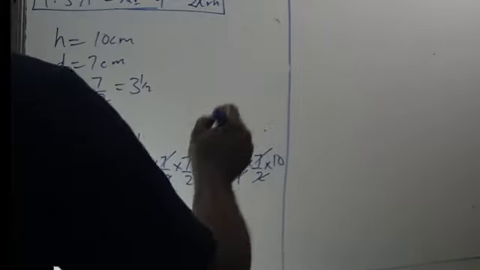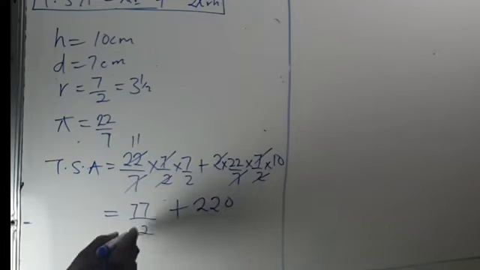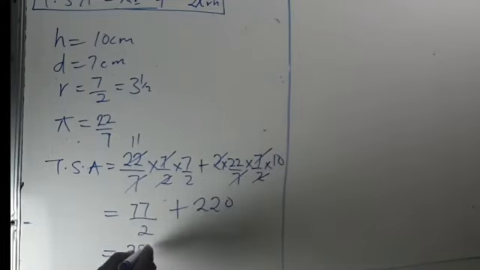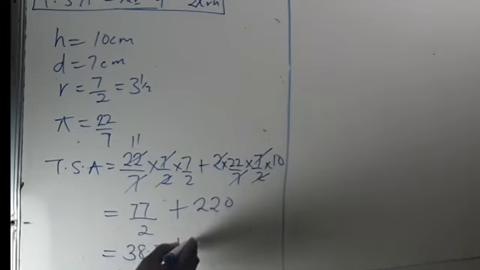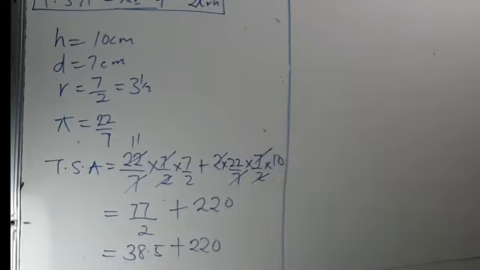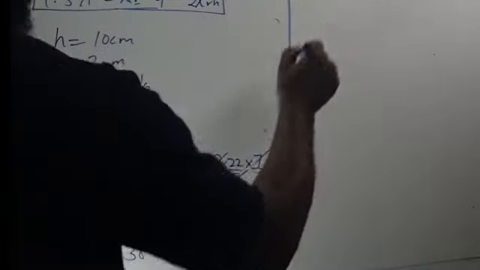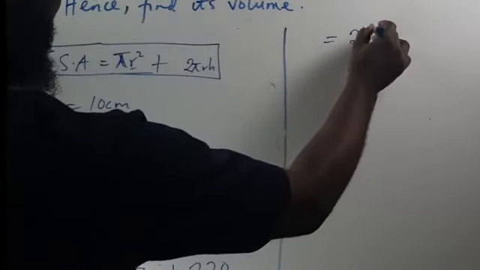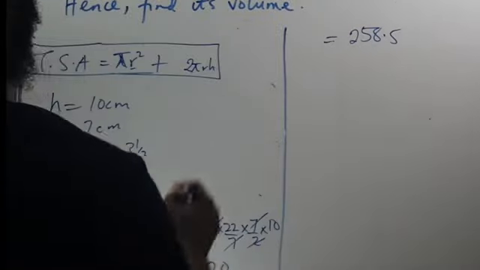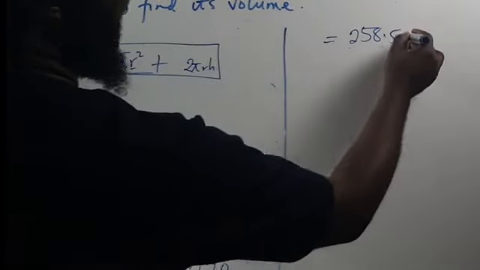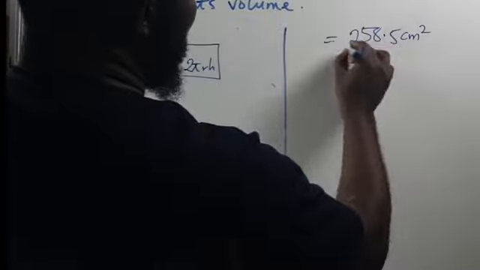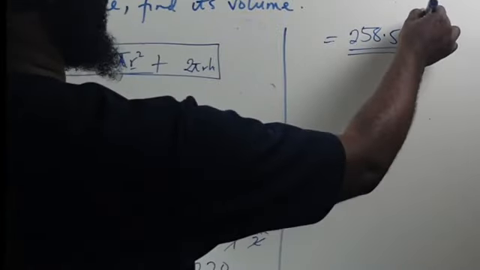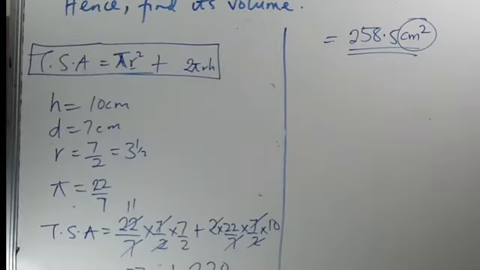220. So we can then have this to be 8.5 plus 220. So that means our answer will be, when you have this, 258.5. Now don't forget this unit, centimeters squared. If you fail to put this there, you lose a mark out of the total mark.